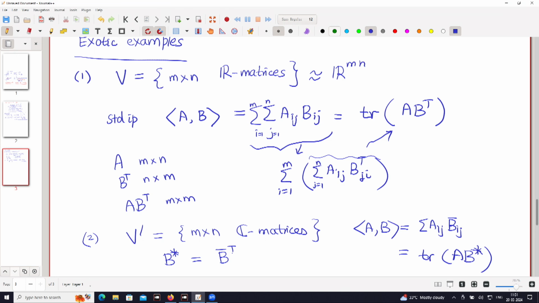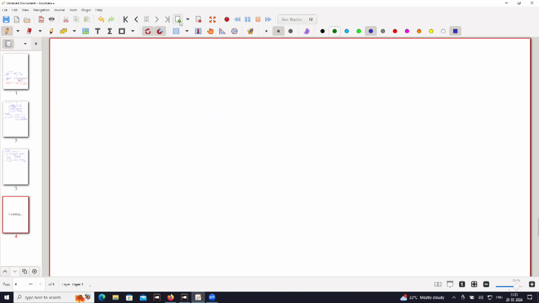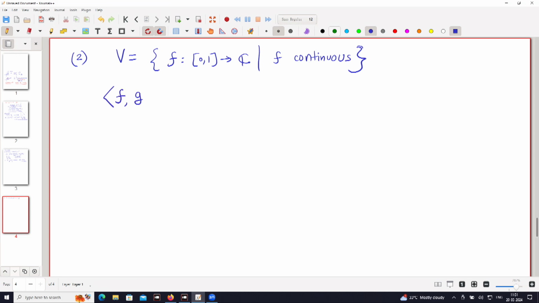The other example of interest from an applications point of view is the space of functions. Function spaces again have inner products. If you take V to be the set of all functions from, let us say, 0 1 to C, let us say continuous functions, so continuous complex valued functions on 0 1, then the usual inner product one thinks of on this space is given by the integral from 0 to 1 of f(x) g(x) bar dx. And the integral is well defined, because f and g are continuous functions.